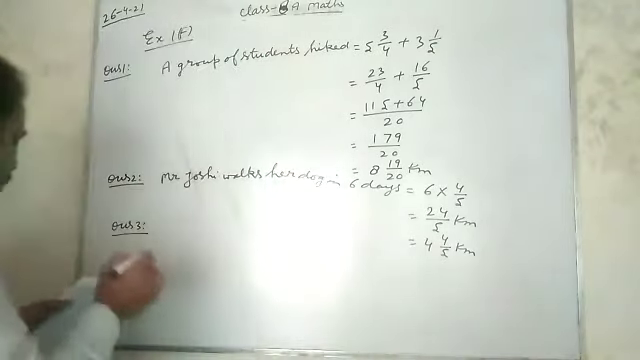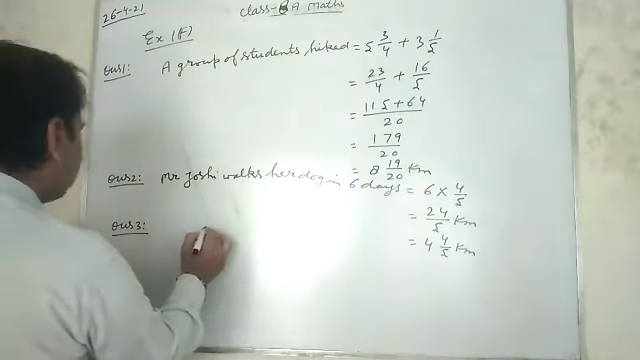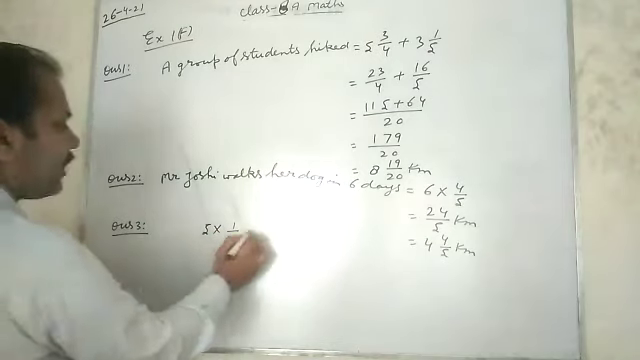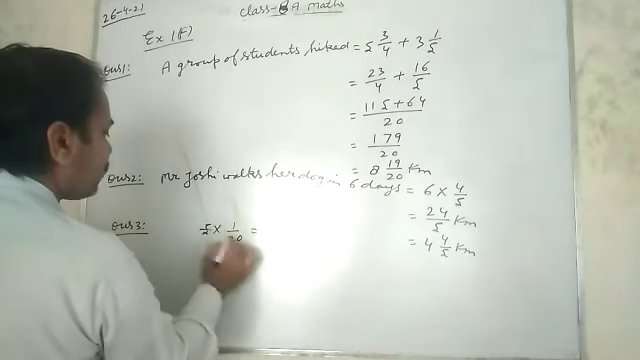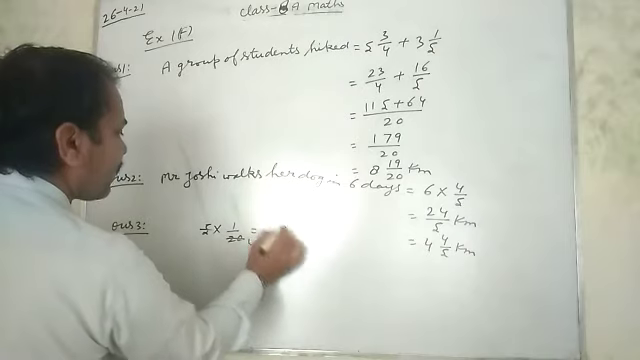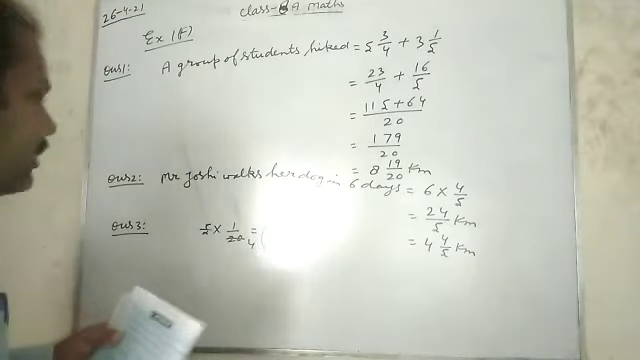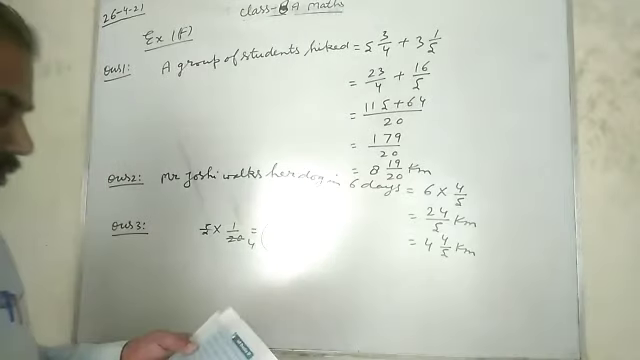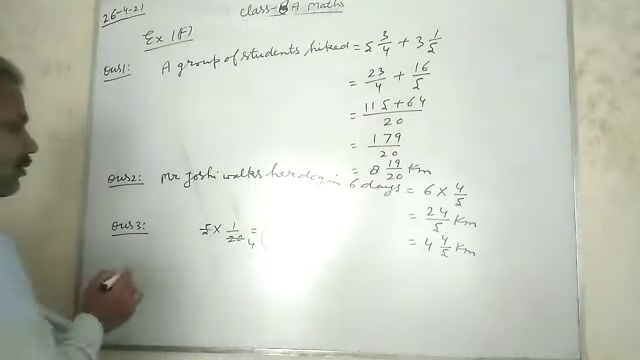So in one day 1 upon 20. So in 5 days 5 into 1 upon 20. So simplify it means 1 upon 4 part of the painting Priya will complete in 5 days. Then question number 4.